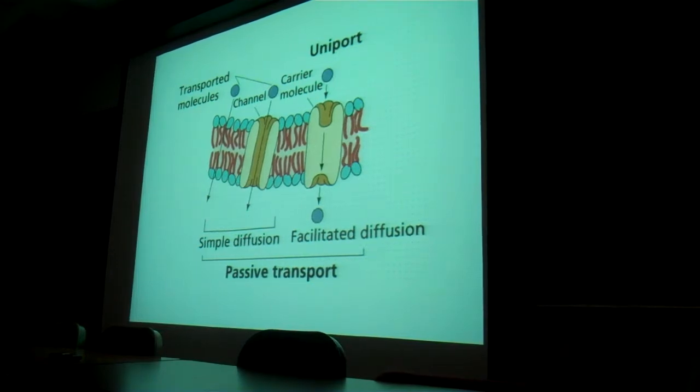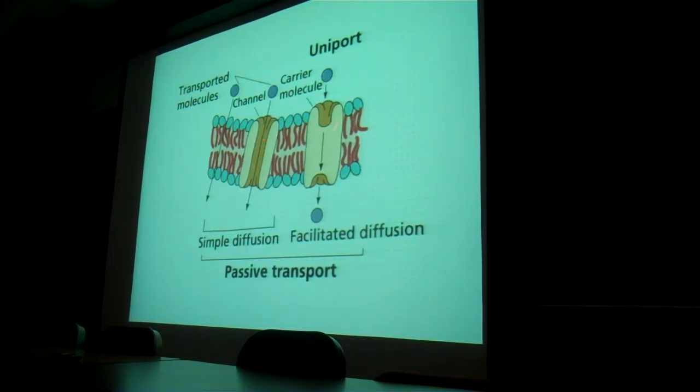I would know the difference between simple diffusion and facilitated diffusion and know that they're both passive transport mechanisms. Simple diffusion is when something like oxygen or carbon dioxide diffuses across the membrane. And it's also when a water molecule goes through a pore, that's still simple diffusion. We call it osmosis, but it's still simple diffusion when water moves through the membrane.